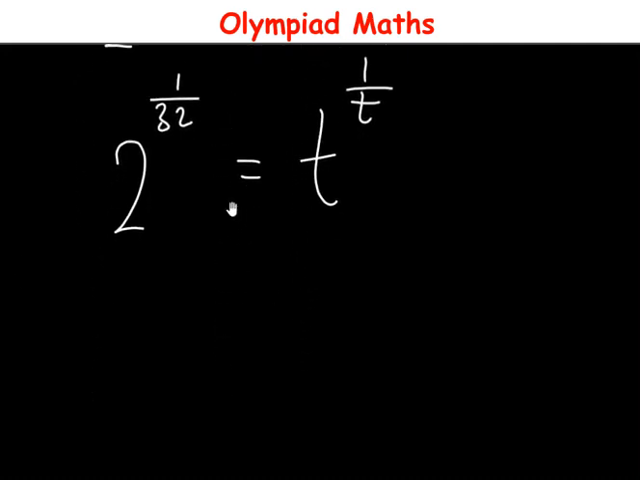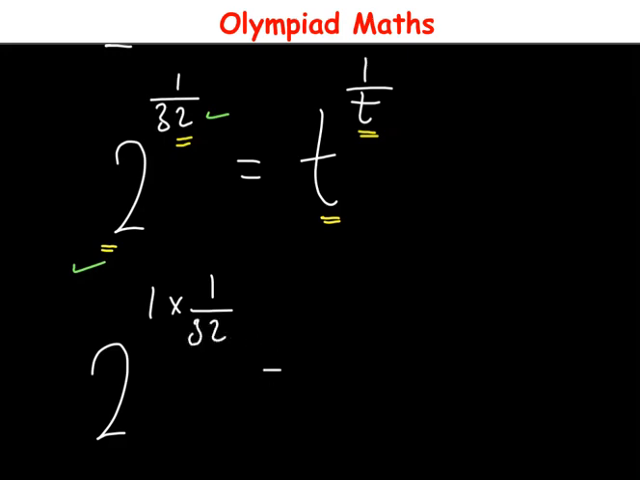Now, if you look at this equation closely, on the right hand side, the base right here is equal to the power denominator, but on the left hand side, the base right here is not equal to the power denominator. And in order for us to solve this further, we need to ensure that the base right here is also equal to the power denominator right here. Now, to do so, simply, we have 2 raised to power. We can factorize out 1 from this power. So we have 1 times 1 over 32, which equals t raised to power 1 over t.